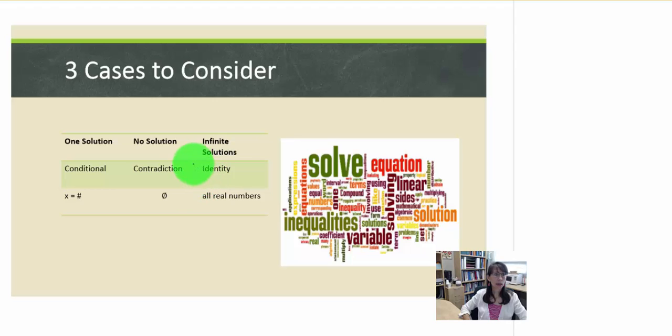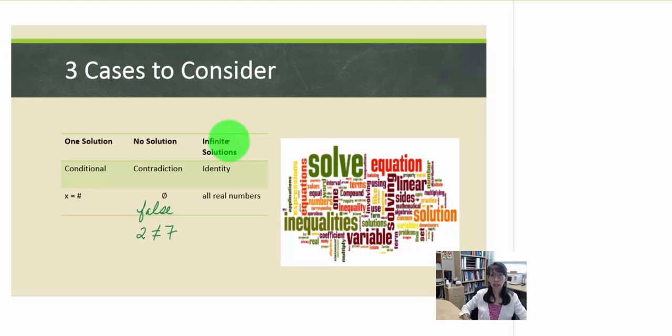Our solutions today will be one of 3 cases. So we're going to consider equations that have one solution. Those are called conditional, and the variable is equal to a number. Another case where there's no solution at all is called a contradiction, and we'll end up with some statement that is false, something like 2 equals 7. Well, we know 2 does not equal 7, so if we end up with something like that today, we just know that means there is no solution to that equation.